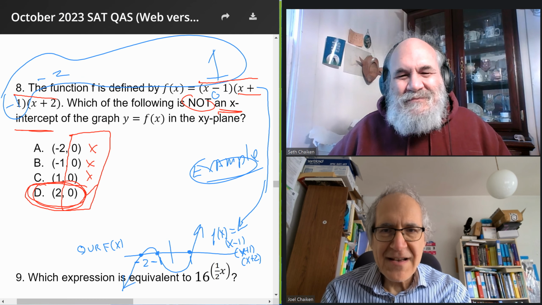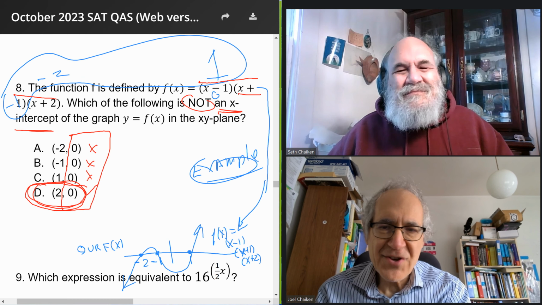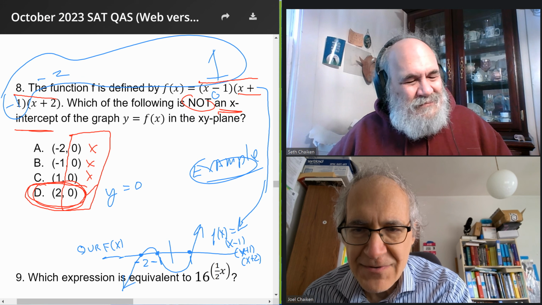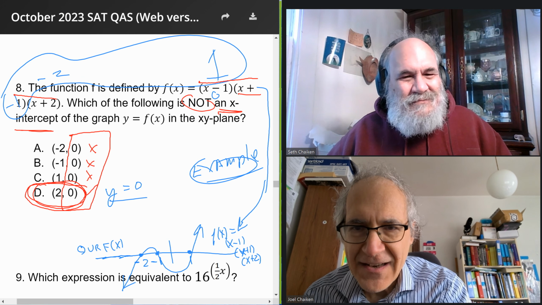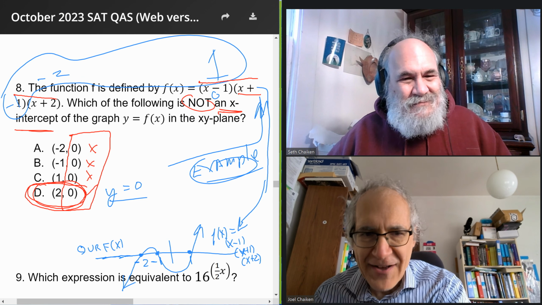The x-intercept is when the value of the function equals 0. You can also think of it as the intersection of the line y equals 0, which is a horizontal line that happens to be the x-axis, and this function. So the x-intercepts are when the value of the function is equal to 0.